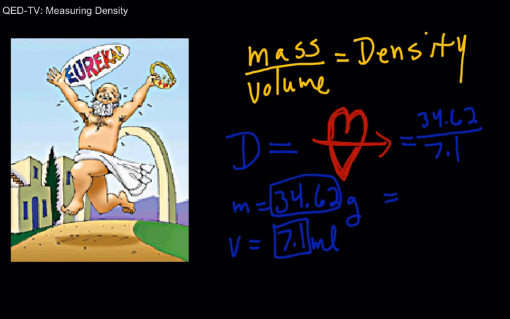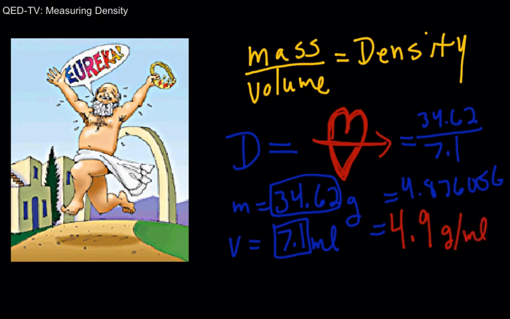So if I put this in the calculator, I get like 4.87605, and it keeps going. So what we're going to call that is 4.9. That's our density. And our units are, the units of mass was in grams, and then we divided that by units in volume, which were milliliters. So we're going to call that 4.9 grams per milliliter.